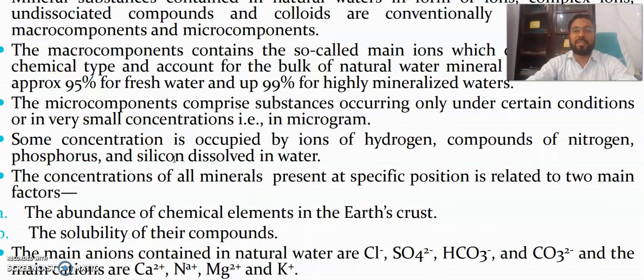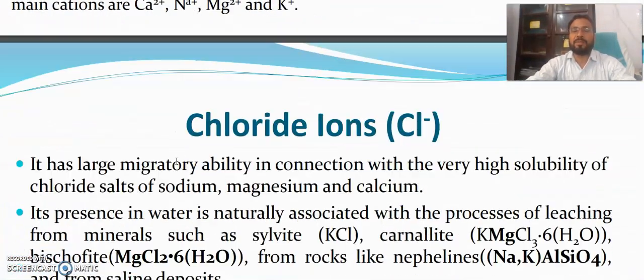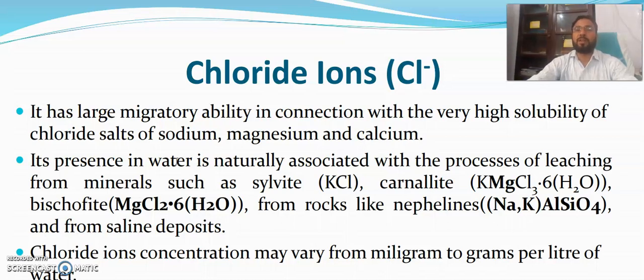The main anions contained in natural water are chloride, sulphate, bicarbonate and carbonate, and the main cations are calcium, sodium, magnesium and potassium ions. Now, what is the chloride ion?